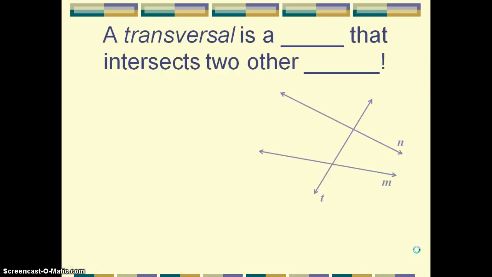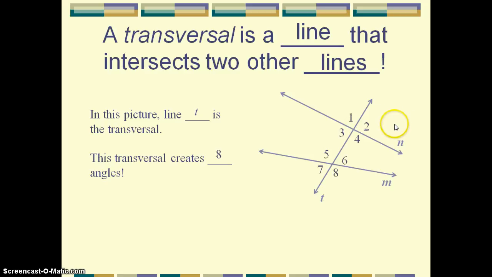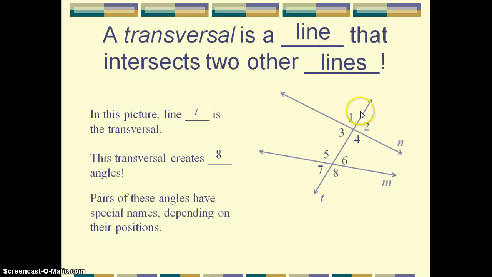Next vocab word is transversal. A transversal is a line that intersects two other lines. So looking over at the picture on the right, line T is going to be the transversal because it's intersecting line N and line M. This transversal is going to create 8 different angles, and I have labeled them here for you. These angles have special names depending on their positions.